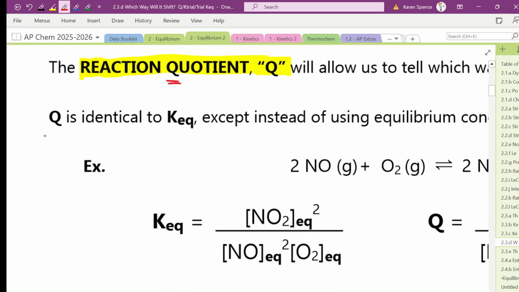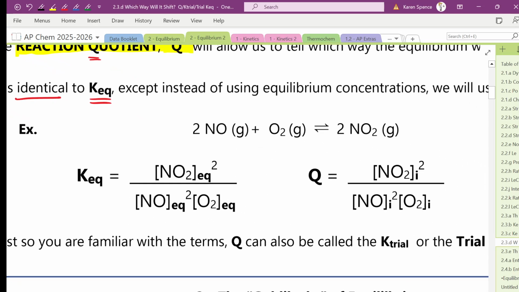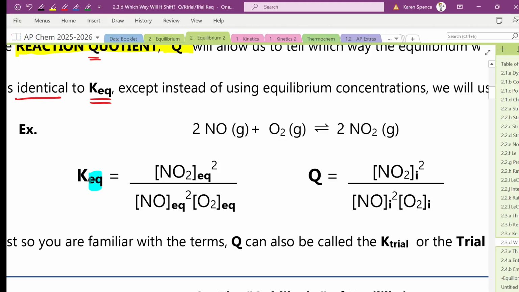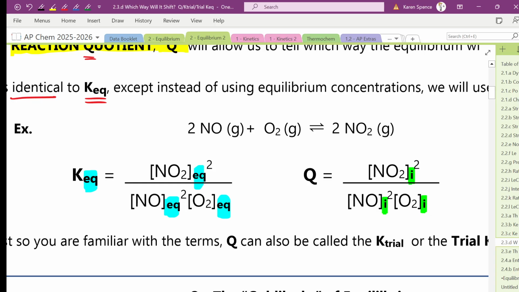And Q is exactly the same as KEQ. The only thing that is different is that KEQ uses equilibrium concentrations and Q uses initial concentrations.